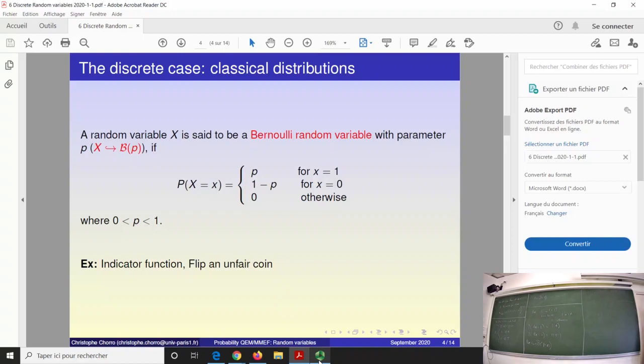Okay? And once again here, if you do the sum of all the probabilities, you obtain 1 for sure. P plus 1 minus P, that is equal to 1. Do you have some questions? It's okay? I can pass to the other case. So uniform, Bernoulli, now binomial.